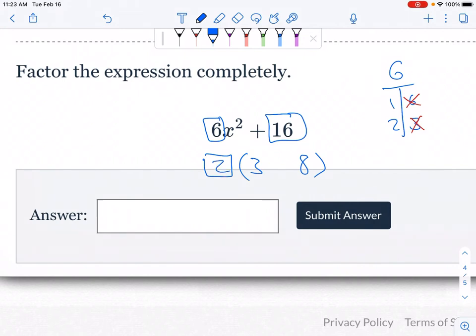And so I used a 2 there. So 2 is my number that goes outside. And when I divide both of these by that 2, this is what's left over. And then I do need to remember my variable. So that's going to be x squared. So my answer is 3x squared plus 8.